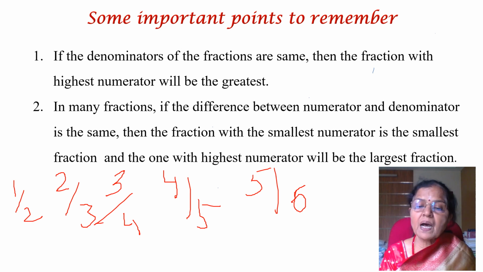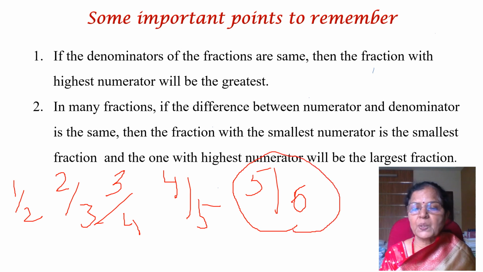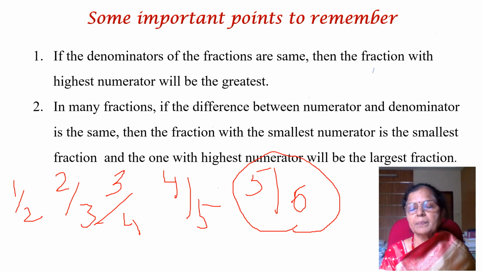Then the one with the highest numerator, this one, 5 is the highest numerator, and this fraction will have the largest value. Out of these, whether half is big or this one, this is the biggest fraction, the largest fraction. Then comes this one. You got the point?